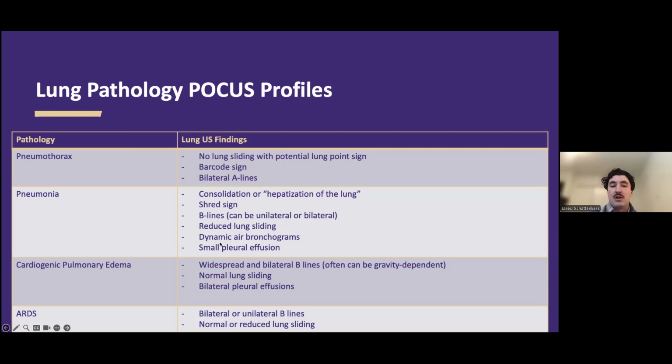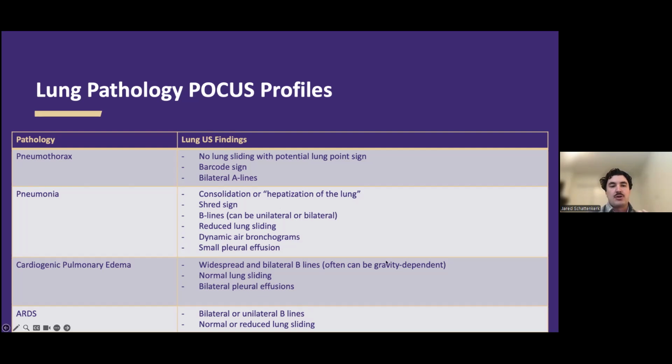With a pneumonia, you might see a consolidation or a hepatization of the lung. You can see the shred sign in the subpleural consolidations. You'd see B lines in the area where the pneumonia is. Obviously, depending on whether it's a focal pneumonia or a multifocal pneumonia, it would be unilateral or bilateral, and that distribution can help inform you as you're thinking about the potential diagnosis. Sometimes you can see reduced lung sliding just from the inflammation of the pleural lining. You might see dynamic air bronchograms, and you might see a unilateral small parapneumonic effusion.